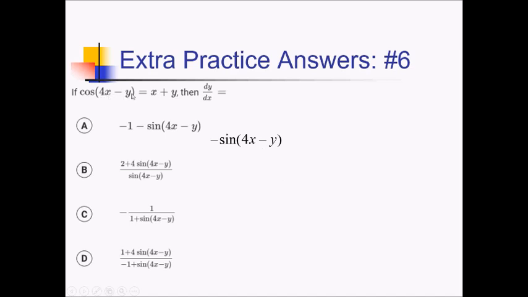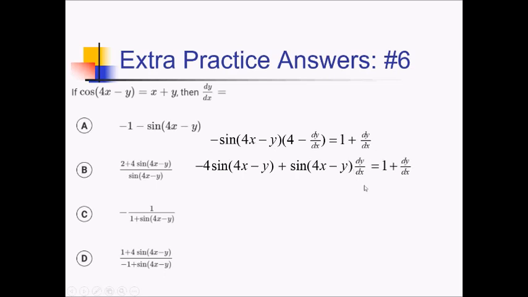So the derivative of 4x minus y is going to be 4 for the 4x, minus dy over dx, because y is an inner function. So I have to use the chain rule whenever I take the derivative of y. And now this is going to equal the derivative of x, which is 1, plus y's derivative, dy over dx. To isolate the dy over dx's, I'm going to have to distribute this negative sine of 4x minus y. So I end up with negative 4 sine of 4x minus y plus sine of 4x minus y dy over dx. That's kind of gnarly to distribute, but we made it. And then the right side is unchanged.